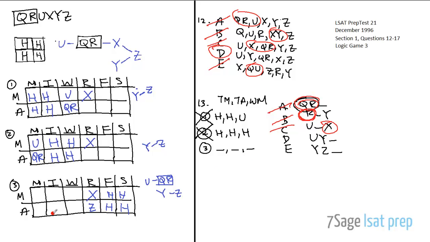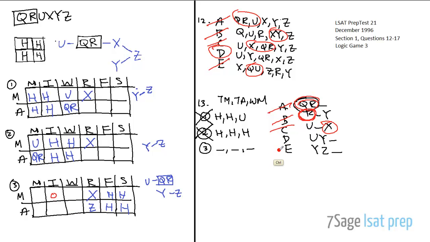U Y blank. Well, U has to come before QR. Y has to come before Z. So if we have U here, Y here, and then nothing here, we need to put Q, R, and Z all over here, right? Which is, I guess, okay, because Z is over here. So U is going to come before QR over here, and Y is going to come before Z over here. And that works, right? So answer choice D does, in fact, work.